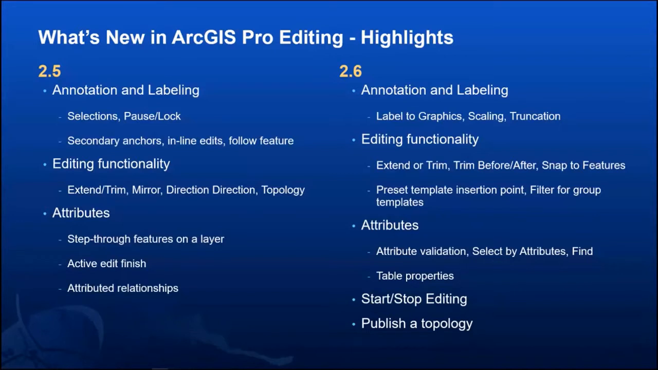We also offer scaling and truncation in annotation and labeling. In the editing realm, we're seeing extend and trim that's actually been separated out into two separate tools. We have some improved snapping and the ability to filter or group feature templates. So this is really helpful with utility network or parcel fabric when you're editing and creating features and you really are working with a lot of feature templates.